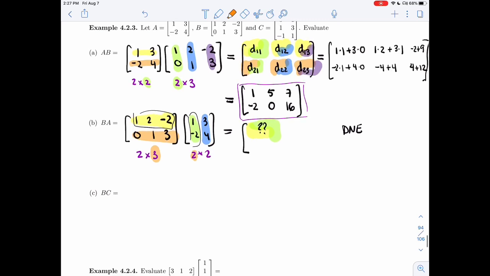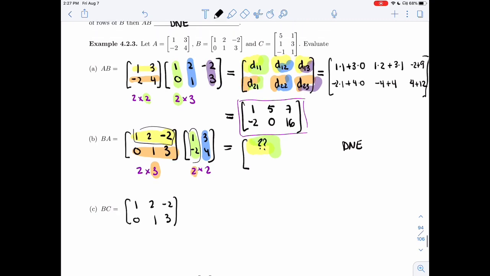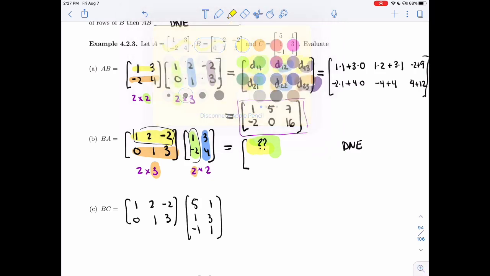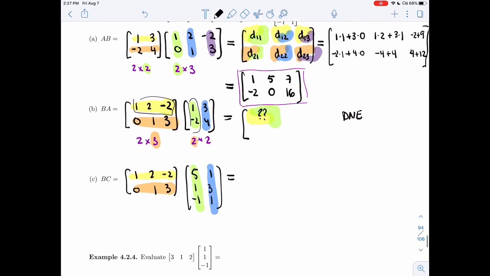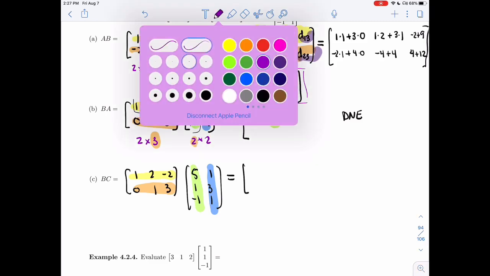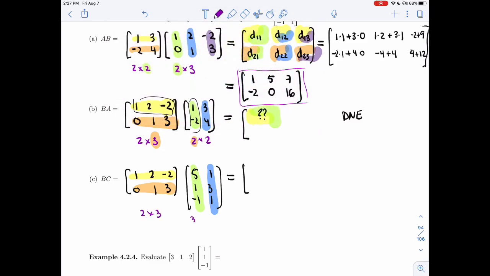All right, let's try the next one. In C, I'm asked for BC, so 1, 2, minus 2, 0, 1, 3, and then C is 5, 1, minus 1, 1, 3, 1. Let's color them again. Yellow, orange, green, blue, and so I will get, let's see what I have. This is a 2 by 3, a 3 by 2, so I'll get a 2 by 2.